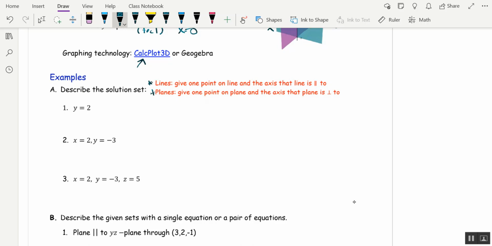Well, there are 2 degrees of freedom here. y is specified, but x and z are free. So I could imagine I'm going to get a plane, and indeed I am.